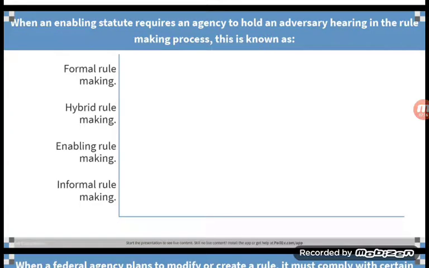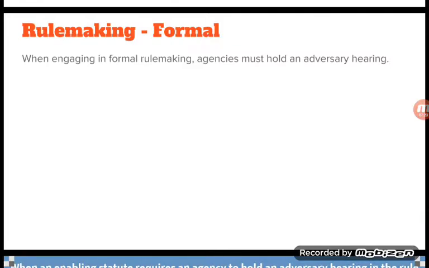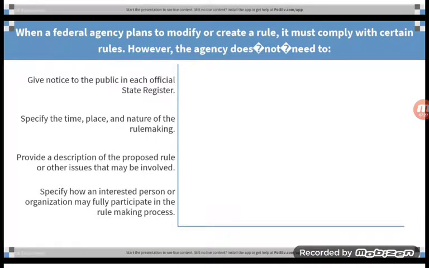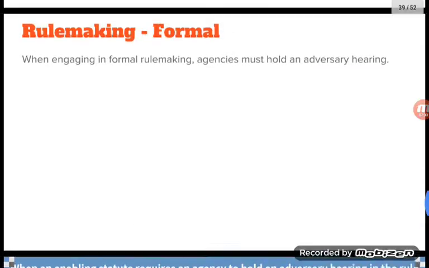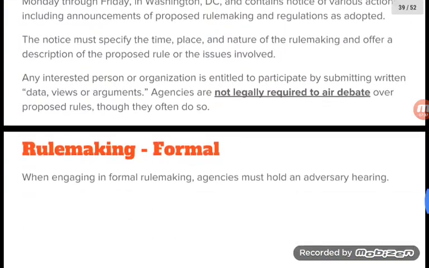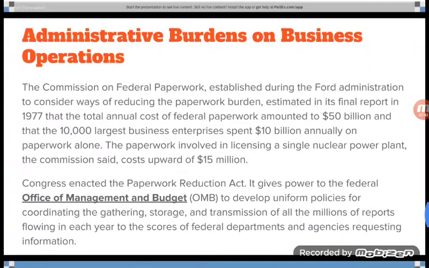When an enabling statute requires an agency to hold an adversary hearing in the rulemaking process, we just talked about that. Once you need to have that adversary hearing, it is going to be formal rulemaking. When a federal agency plans to modify or create a rule, it must comply with certain rules. However, the agency does not need to. And we just talked about the things they need to do there under formal, informal here. So think about those items when coming up with your answer for that question.